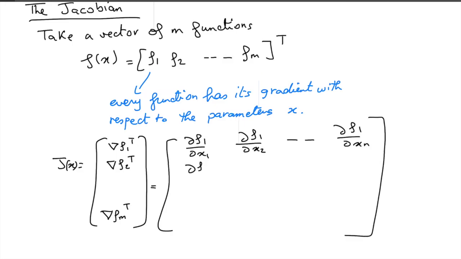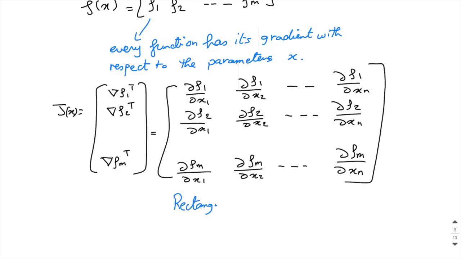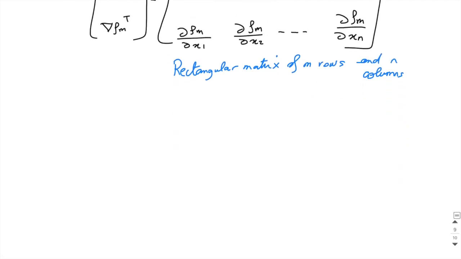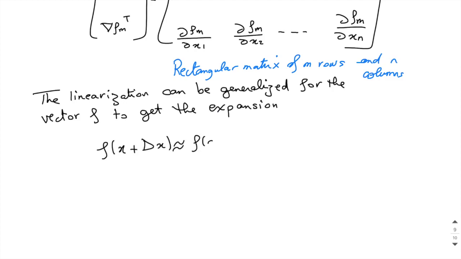So we have an m by n matrix. So the partial derivative of f with respect to all the x. So it is a rectangular matrix of m rows and n columns. The linearization can be generalized for the vector function f to get the expansion f of x plus delta x is approximately f of x plus the Jacobian delta x.